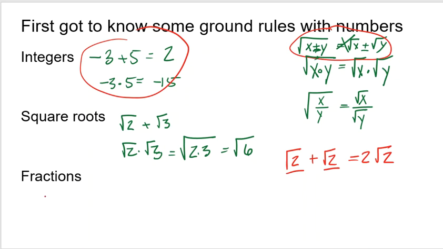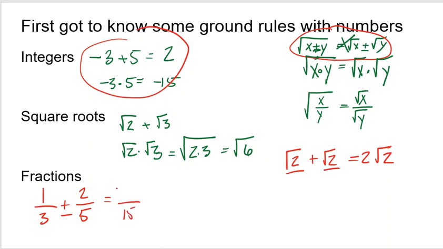Now let's talk about fractions, right? Like, what are the rules? What are the ground rules with fractions? Well, I hope everybody knows some of the ground rules with fractions is that if you're going to add or subtract fractions, you need to get a common denominator, right? So I have to write both of these with a denominator of 15.